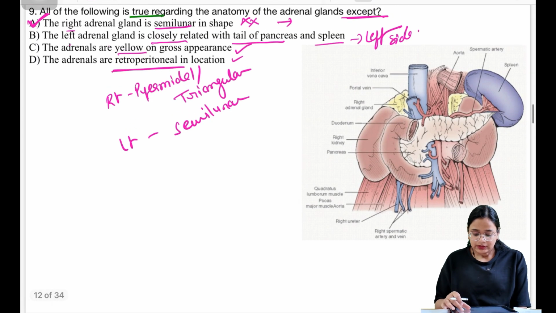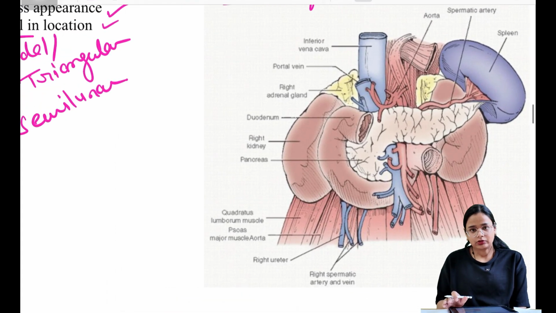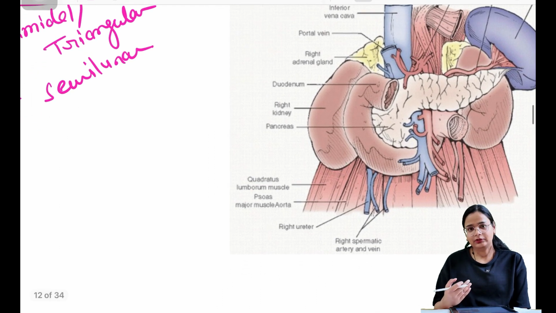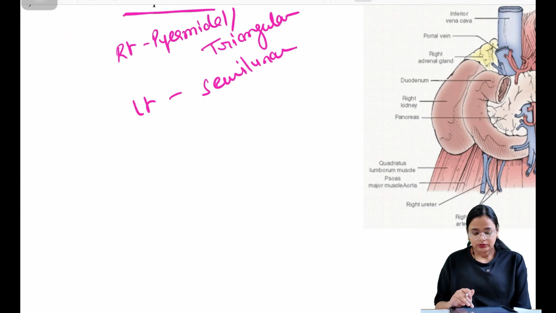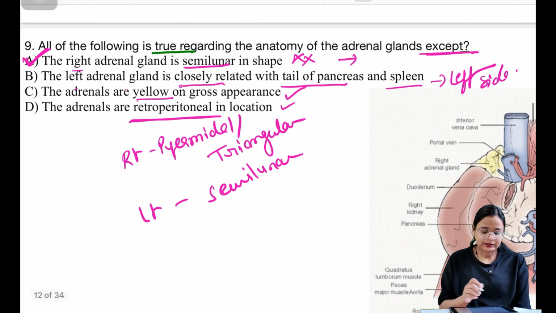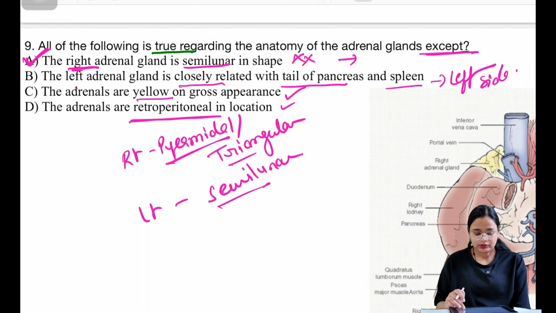Okay, so here I have shown you all the relations of adrenal glands. The right adrenal gland is mainly related to the liver, the left is related to stomach, spleen and tail of pancreas. Inferiorly, the right is related to the right kidney and the left to the left kidney, and medially they are related to the celiac ganglion. So the correct answer is semilunar in shape, because the right is not semilunar, the right is pyramidal or triangular, and the left is semilunar in shape.